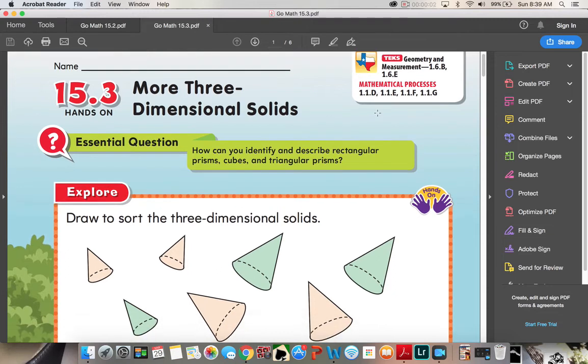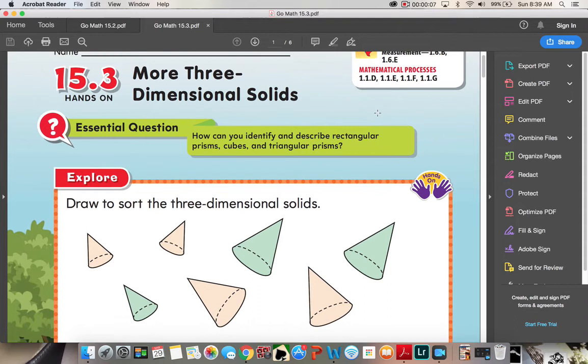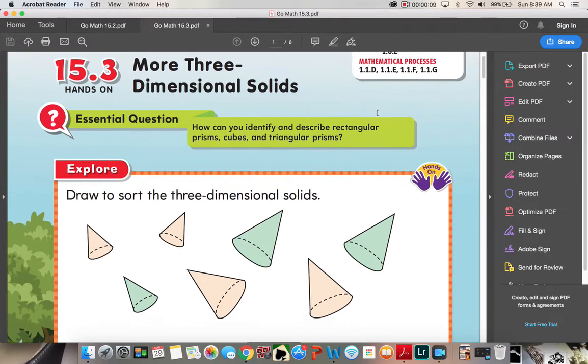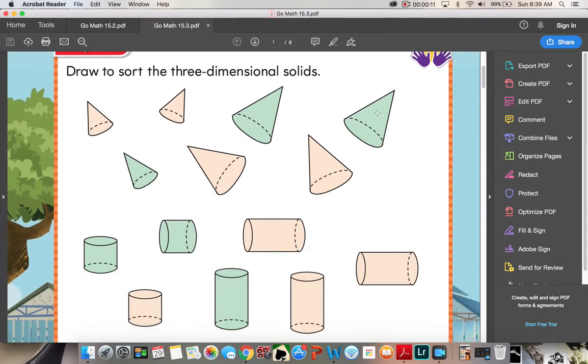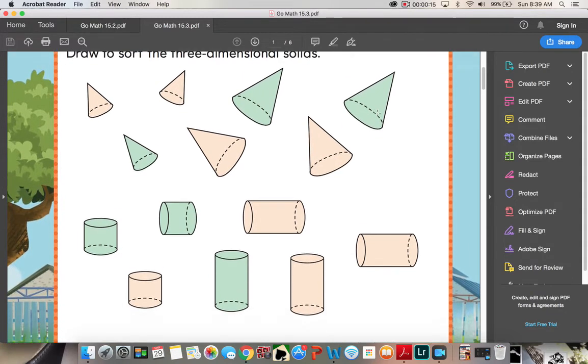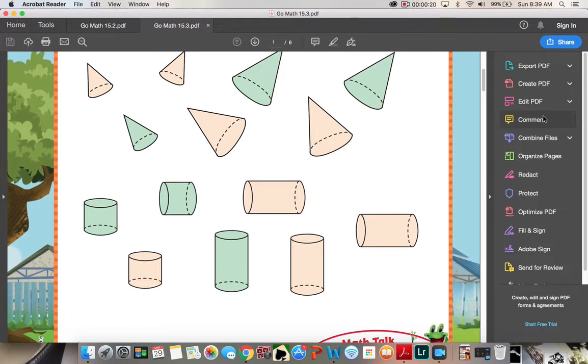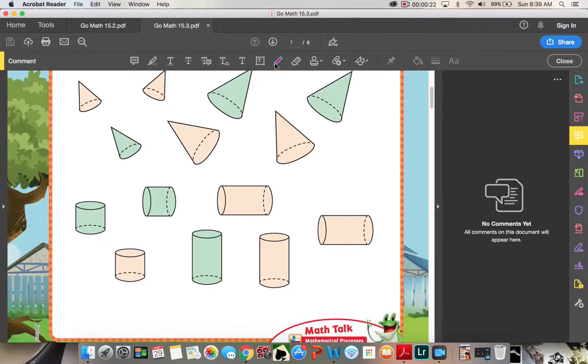For 15.3, more three-dimensional solids. How can you identify and describe rectangular prisms, cubes, and triangular prisms? Draw to sort the three-dimensional solids. Okay, so I see that some of these shapes have one face versus some of these shapes have two faces. So that's how we're going to sort them.